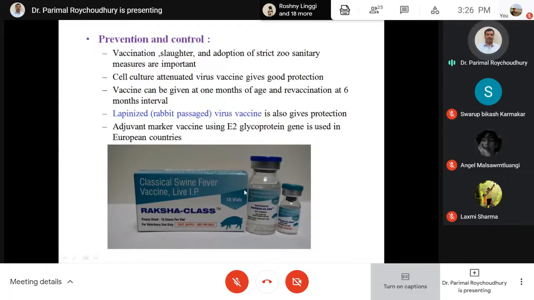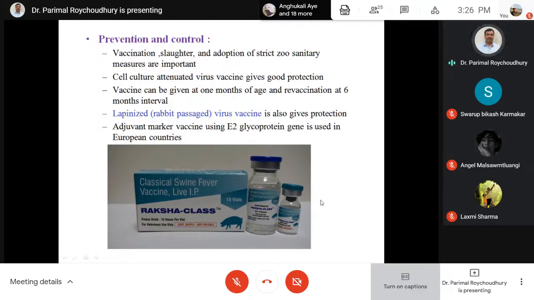This particular vaccine is an excellent vaccine and can give very good protection against classical swine fever if properly administered to the animal and the booster dose is given properly. All of our college farm animals are protected under this vaccine. The vaccine is suggested at 1 month of age and revaccination at 6 month interval, even up to 1 year depending on the company's recommendation. Thereby we can protect the animal from occurrence of classical swine fever.